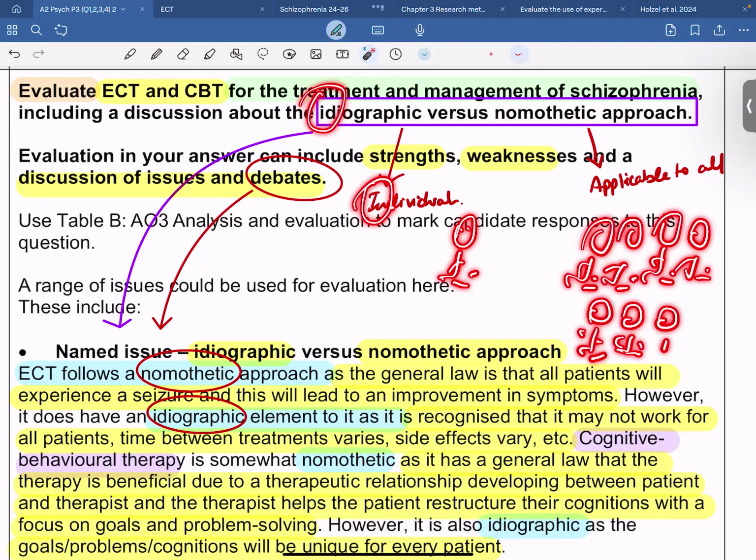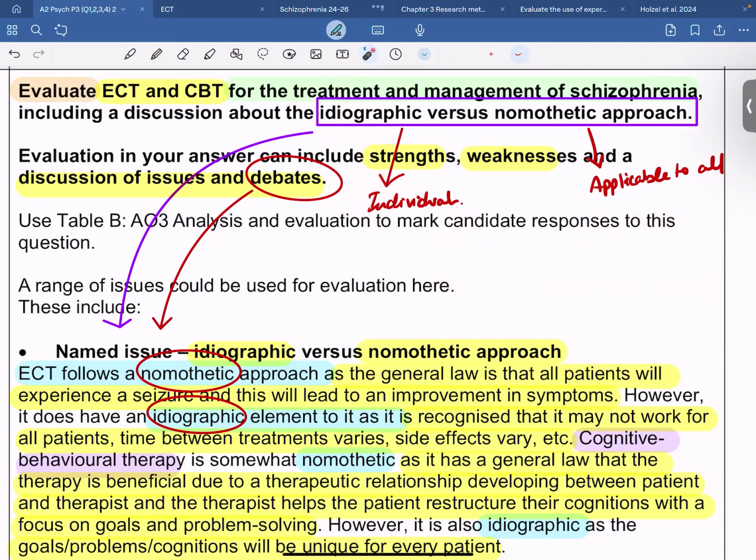Taking this a little further, the named issue here is the ideographic versus nomothetic approach. About this specific question, I'd like to take the opportunity to explain one more thing. In this question, you have ECT as well as CBT, both of which are expected to be catered to. And at the same time, there's a debate here between ideographic versus nomothetic.